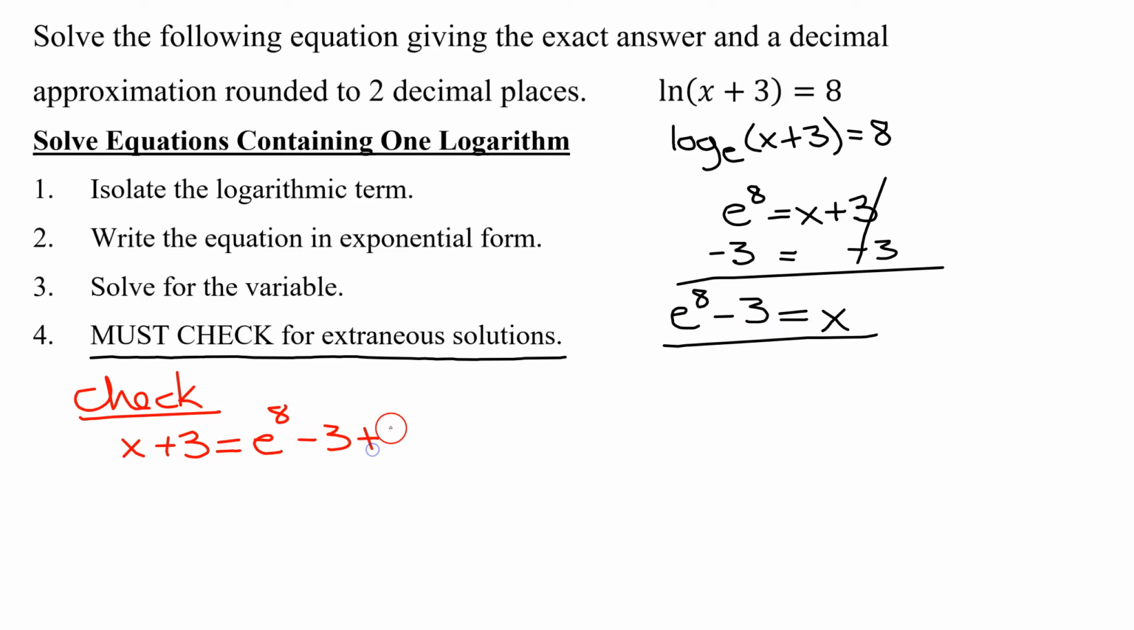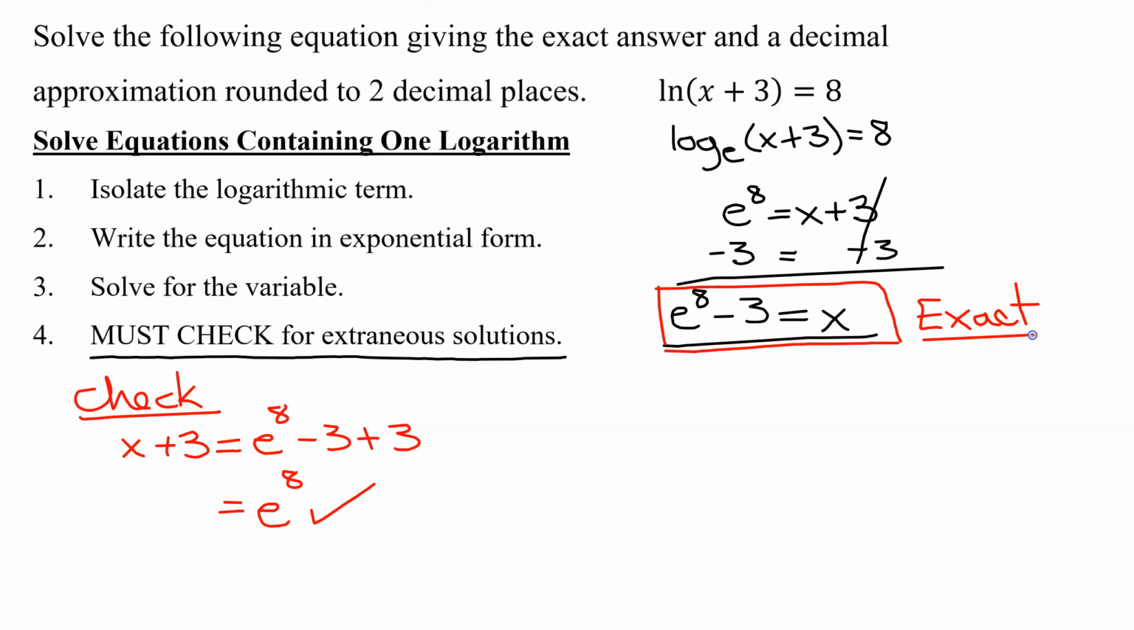Then I'm going to have plus 3. So my argument of the log is just e to the 8th. Since e is a positive number, e to the 8th is also going to be a positive number. So we know this is positive, so I know my solution is not extraneous. So this is the solution to this equation. This is the exact answer.